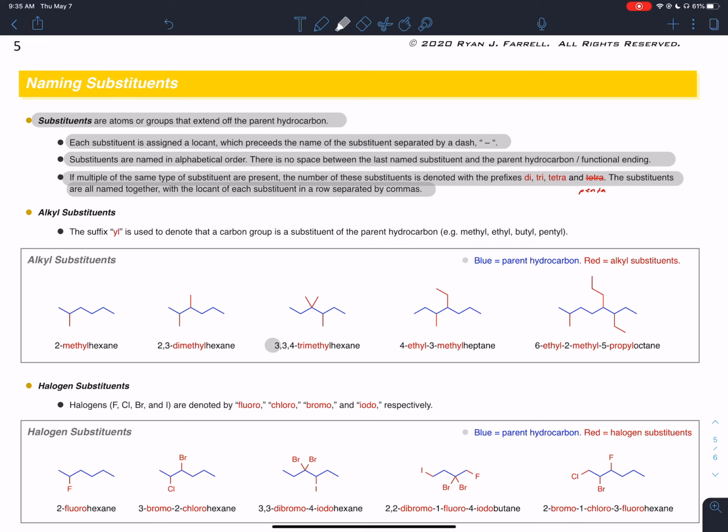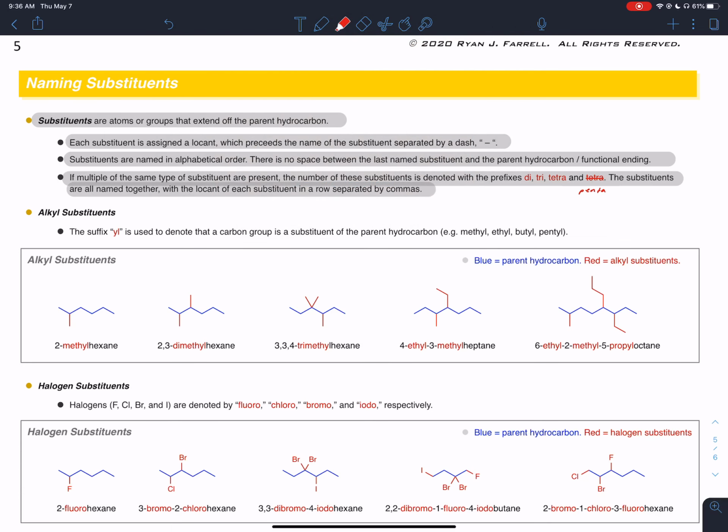So you might have something like 3 methyl groups in a molecule, and 2 of them might be at the 3 and 1 is at the 4, so we'll say 3,3,4-trimethylhexane. We list all of the numbers in a row and then say trimethyl. Okay, we'll go over a couple more examples.